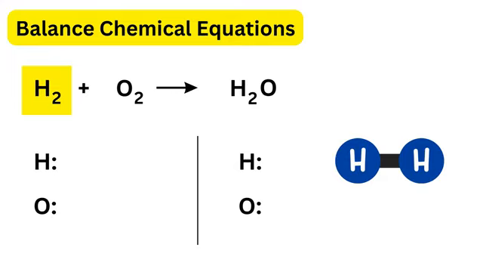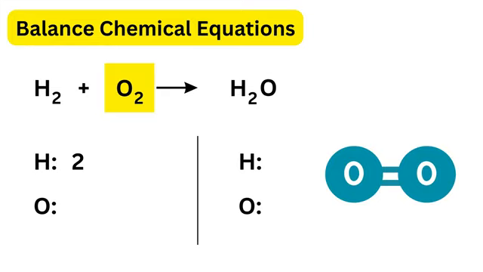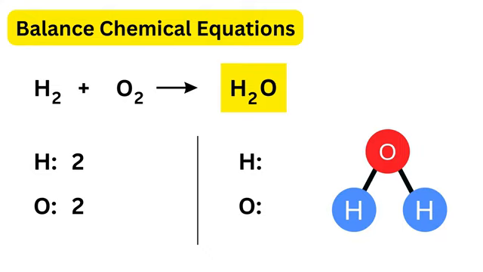On the left, we have one H2 molecule. That means 2 hydrogen atoms. We also have O2. That means 2 oxygen atoms. On the right, the small 2 after hydrogen means there are 2 hydrogens. The oxygen does not have any small number, so it means it is 1 oxygen, so the right side has 2 hydrogens and 1 oxygen.